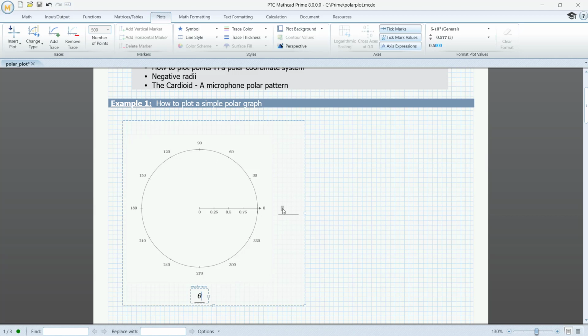Let's here enter the simplest possible function, 1. And our plot will be the unit circle. To make it easier to see, let's increase the thickness of the circle.